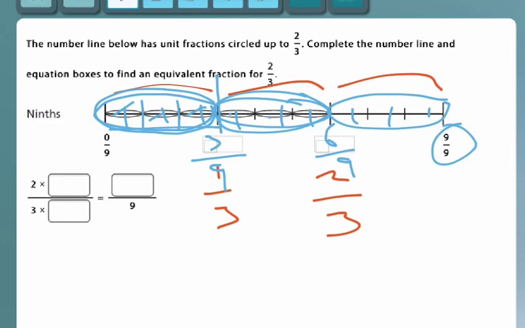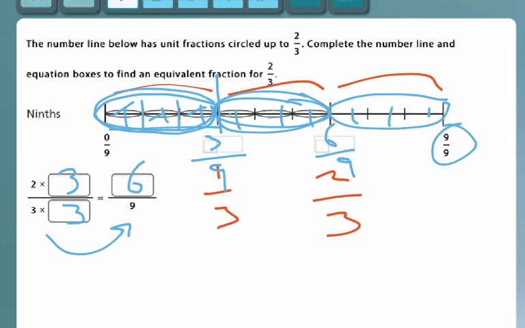fraction. So what they're asking you to do is what is the multiplier necessary to convert thirds into ninths. So remember the song, what you do to the bottom, you do to the top. So I multiply 3 by 3 to give me 9, and then I also multiply 2 by 3 to get me 6. So the equivalent fraction for 2/3 in ninths is 6/9.